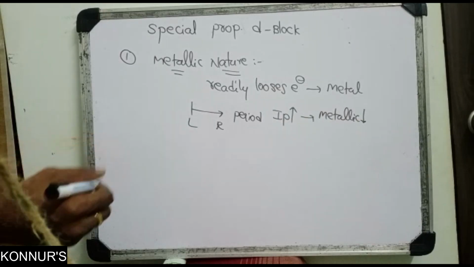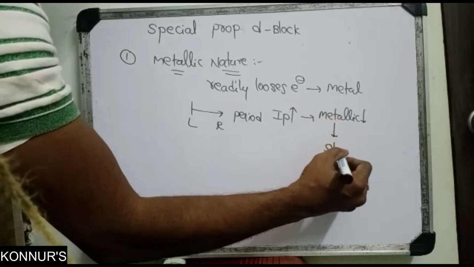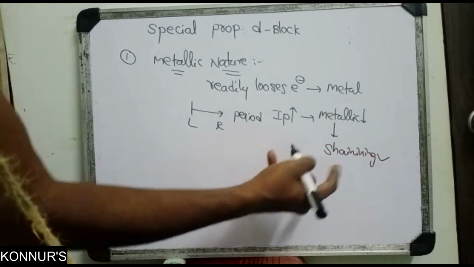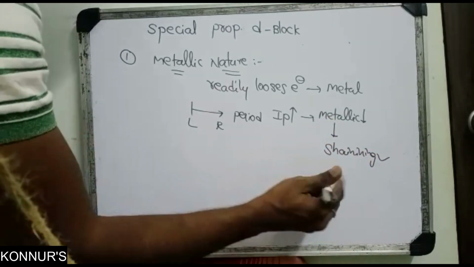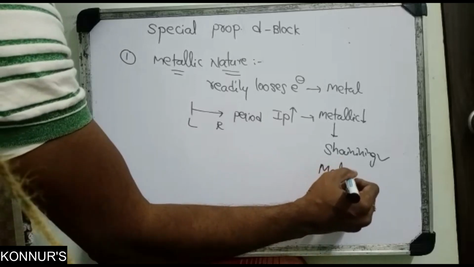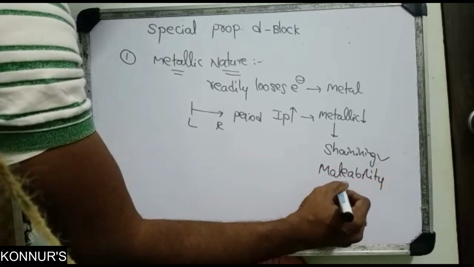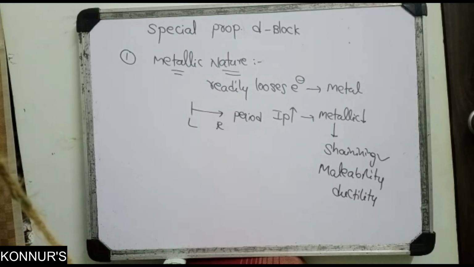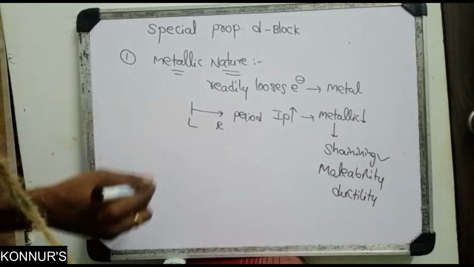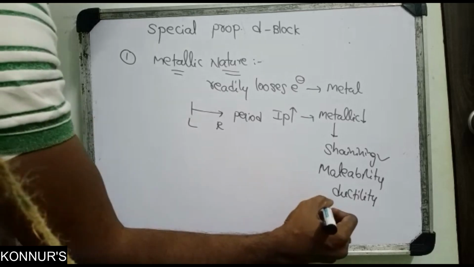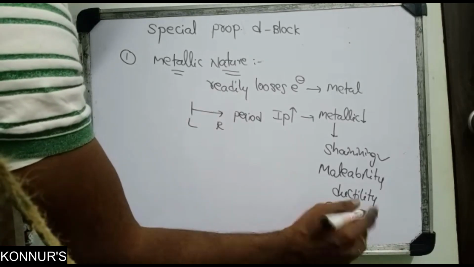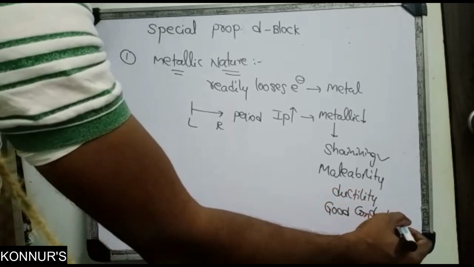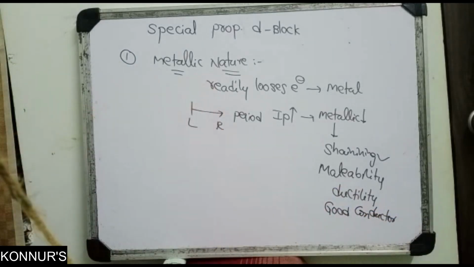So what are the properties of metals? They are shining. So metallic luster, that we call shining. Next, they have malleability and ductility. That means they are converted into thin sheets and wires. So that is malleability and ductility. Next, these are good conductors, good conductors of both electricity as well as heat. So those are the metallic properties.